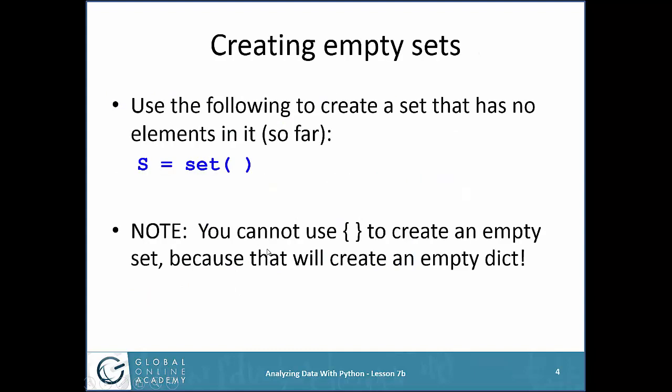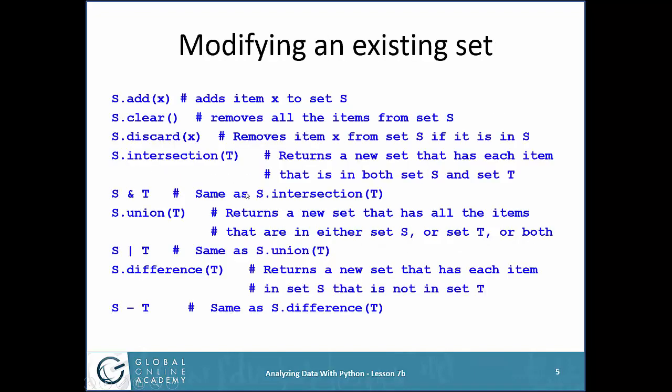I can create an empty set by doing S equals set open and close parentheses with nothing in them. Note, I can't just use open brace, close brace to create an empty set, because that creates an empty dictionary. Since they're both surrounded by the curly braces, this has to be chosen to be either a set or a dictionary by Python when you type it. The default is dictionary. So if you want an empty set, you're always going to do set parenthesis.